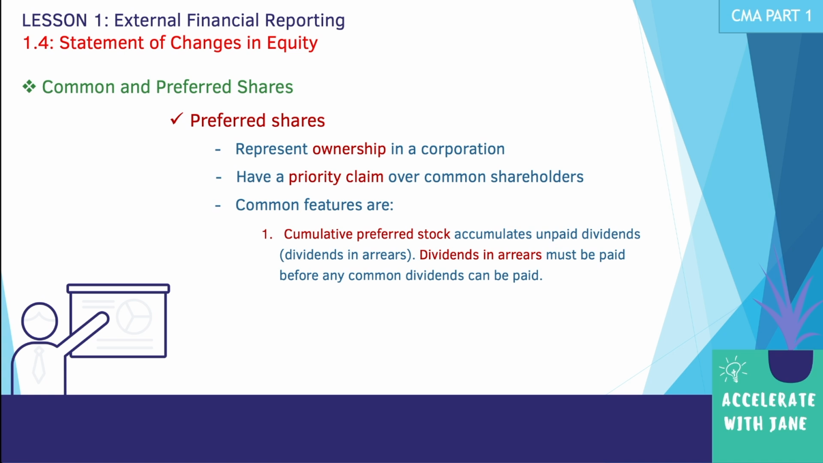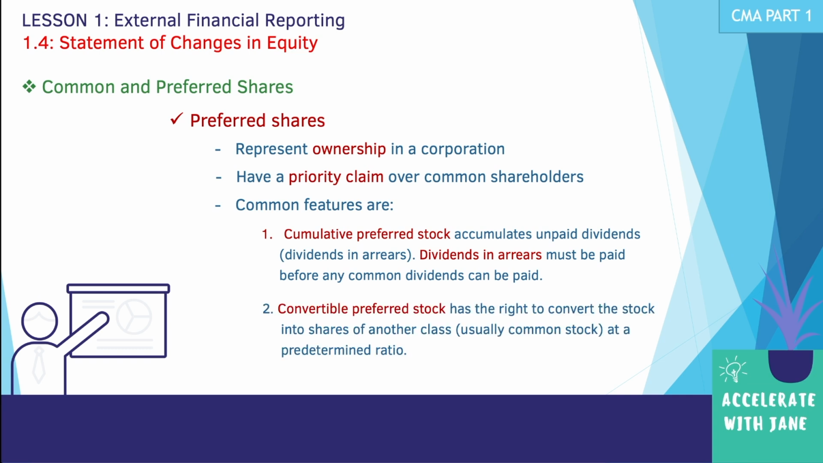So for example, this year the company has declared dividends to preferred shares. However, there is no distribution. So in the next year, before the common shareholders receive their dividend payment, the dividend of the preferred shareholders in last year will have to be satisfied first before common shareholders are entitled to dividend payment.